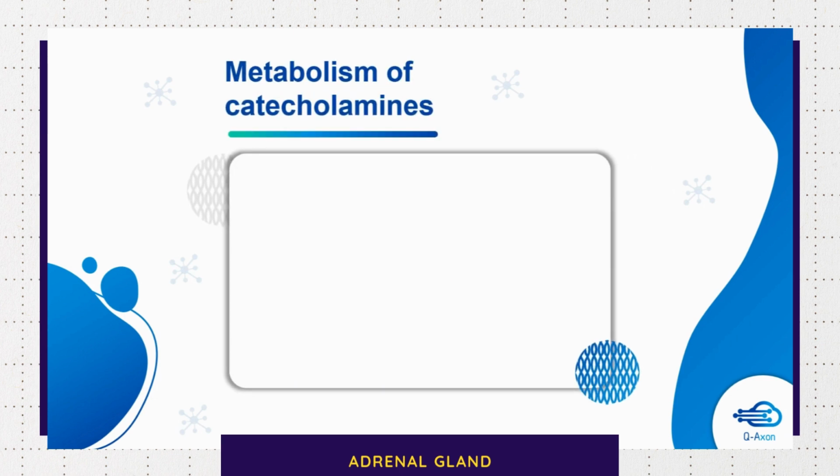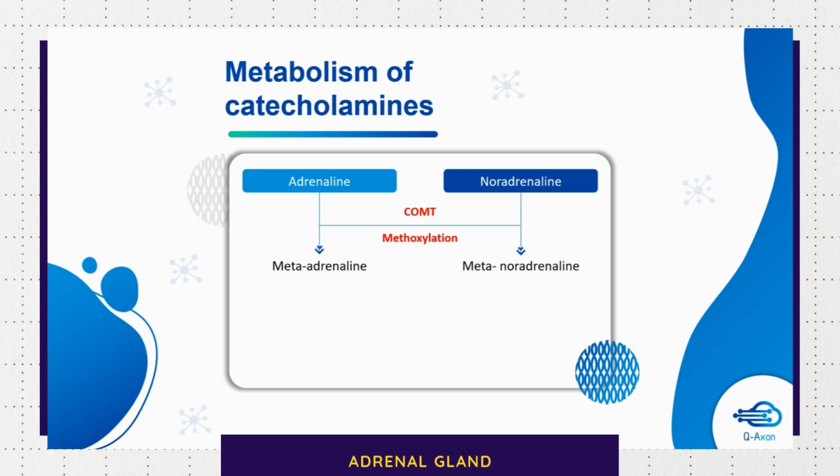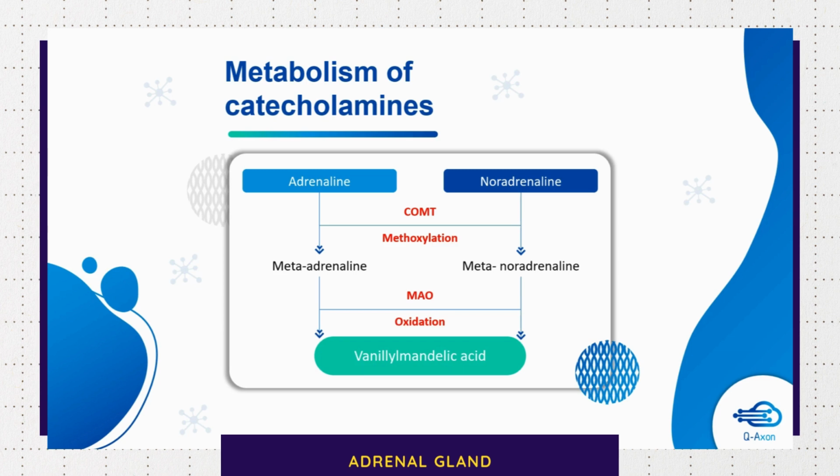Metabolism of catecholamines involves the following steps. Adrenaline and noradrenaline both undergo methoxylation in the presence of the enzyme called catechol O-methyl transferase, and adrenaline forms meta-adrenaline, whereas noradrenaline is converted to meta-noradrenaline. Again, they undergo oxidation in the presence of the enzyme monoamine oxidase and result in the formation of vanillyl mandelic acid.